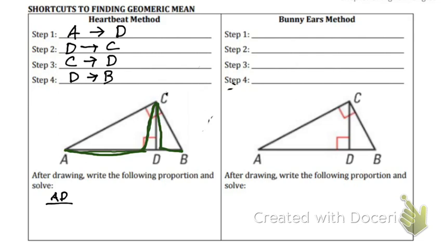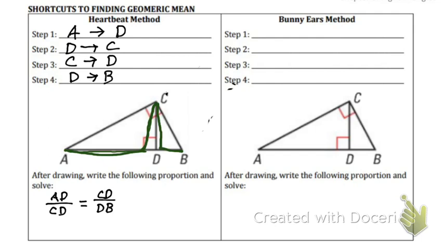Our next part was we went from D to C, so we're going to write either segment CD or DC. It's the same thing, so CD. That's going to equal, I come back down CD, so we're going to write CD. And finally, we go from D to B, DB.